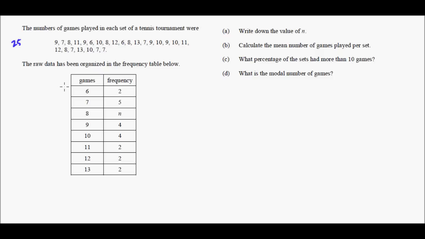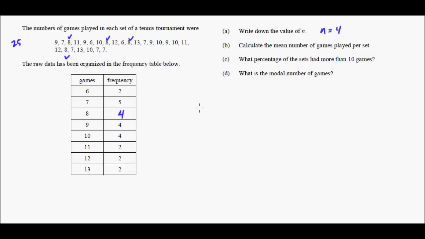The raw data has been organized in the frequency table. Obviously they have n here, so they want to know the number of 8s. Write down the value of n. So how many 8s do we have? We have 1, 2, 3, 4. So n equals 4. I'm just going to put 4 there. It'll make my life easier.